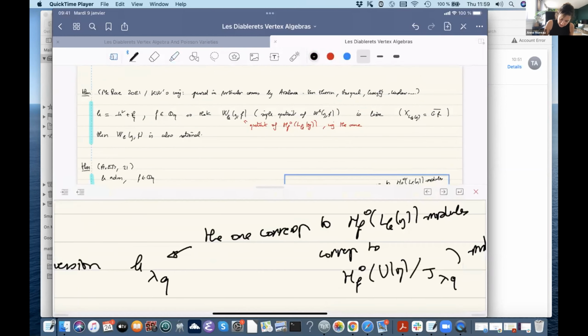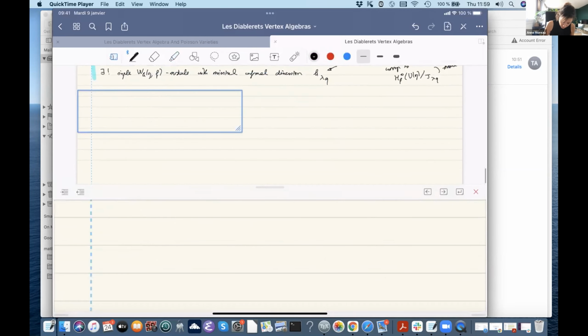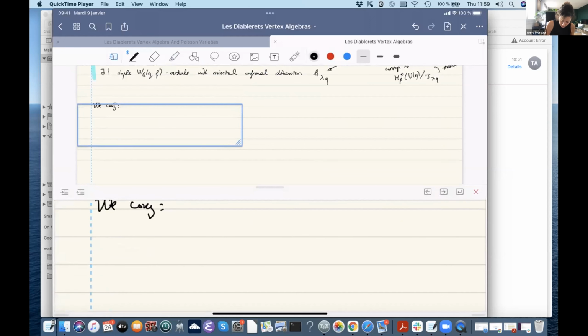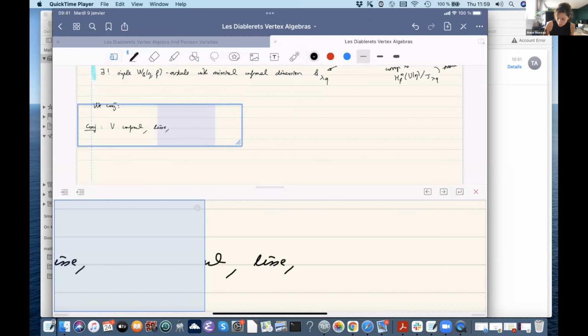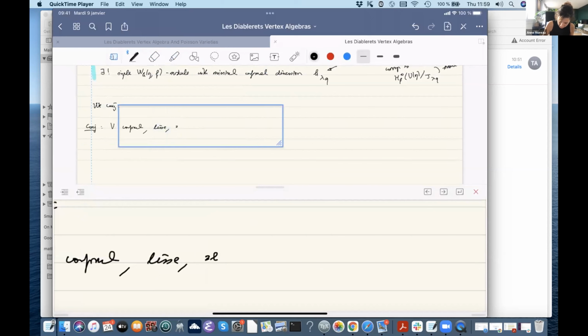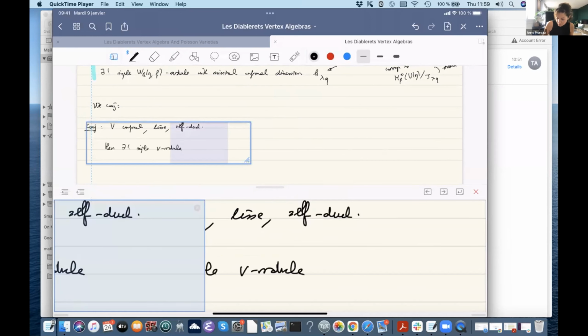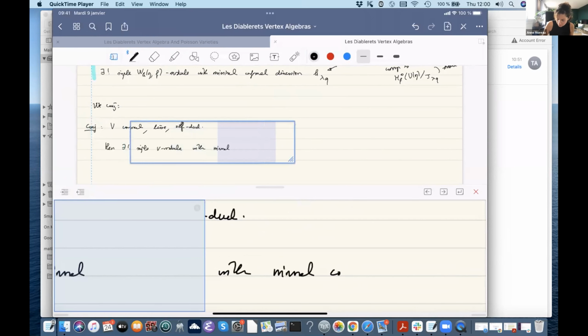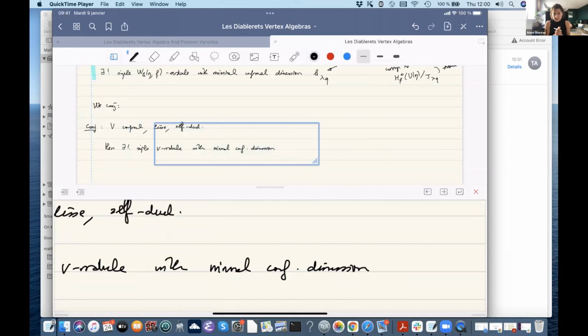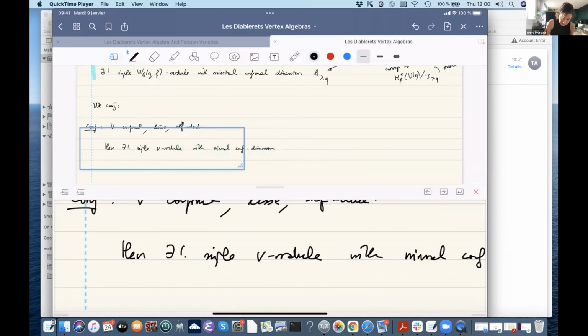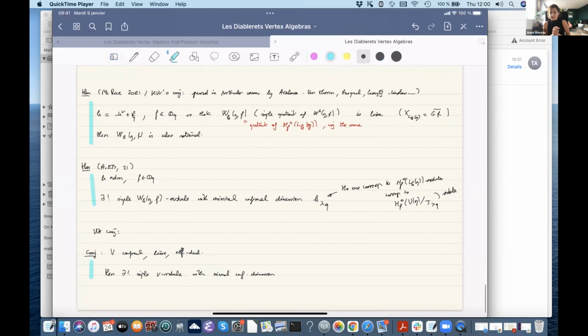And why is this interesting? It's because, in fact, we conjecture a more general fact. We conjecture that if V is conformal, Lisse, and, okay, plus some technical condition, maybe I write the condition, it's self-dual, but it's not so important, then there exists a unique simple V module with minimal conformal dimension. And this is useful to prove that the category of V modules is a modular tensor category. So if this conjecture is true, this is nice. And our results say that this conjecture is true in the setting of W algebras.